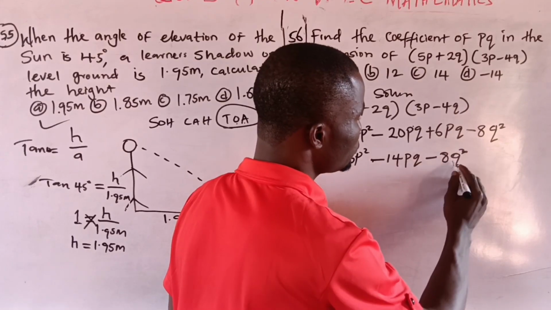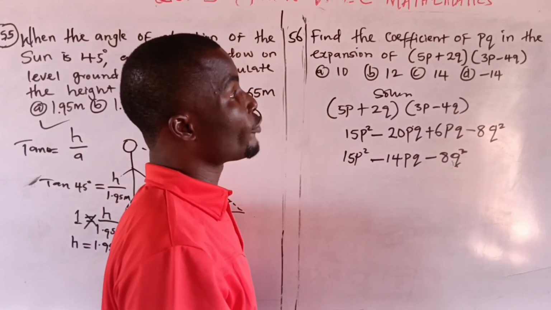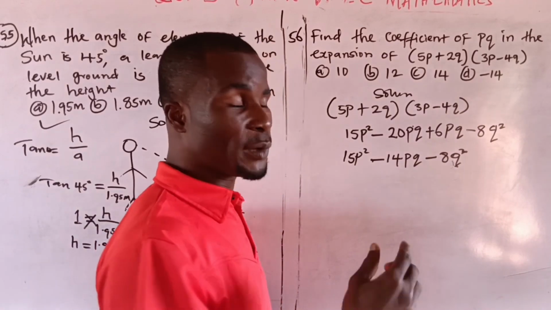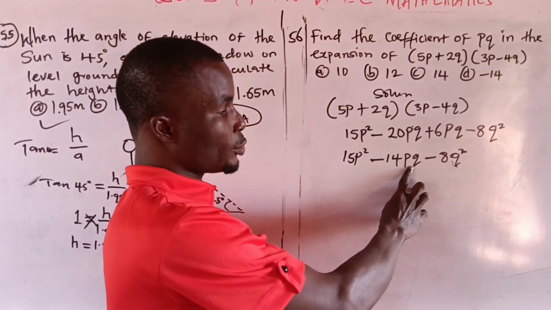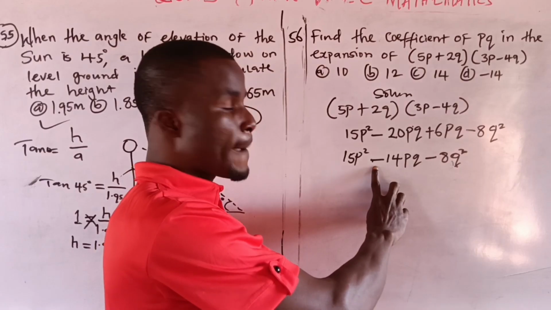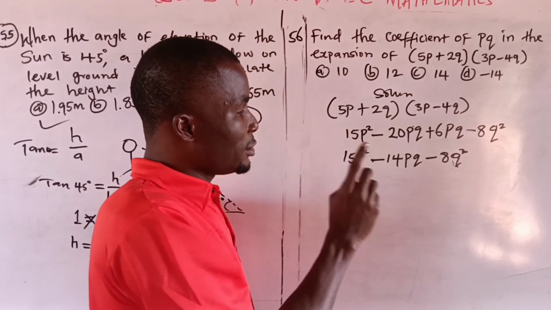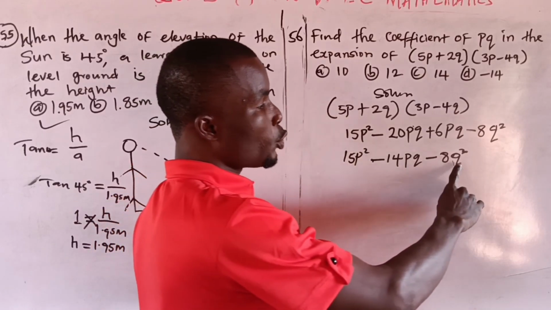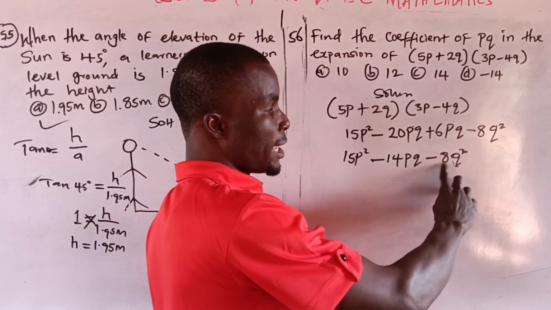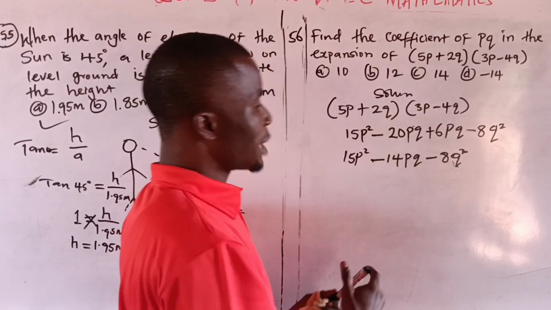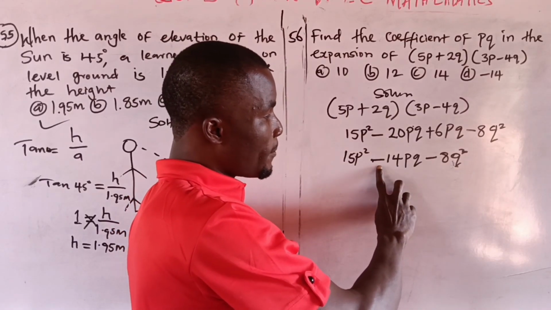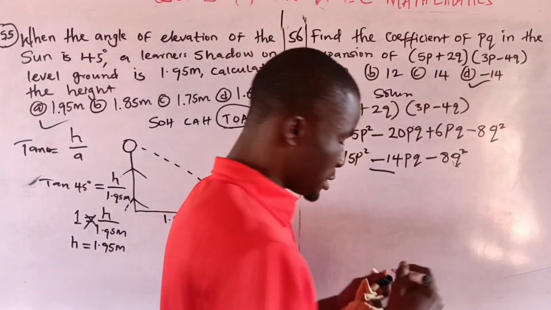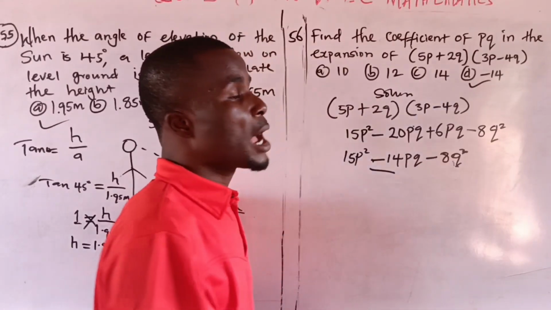square. So what they want us to look for is the coefficient of pq. And the coefficient of pq is, this is pq. The coefficient of pq is minus 14. The coefficient of p square is 15. The coefficient of q square is minus 8. So that means the answer is minus 14. So now let's check. Option D is the correct answer.